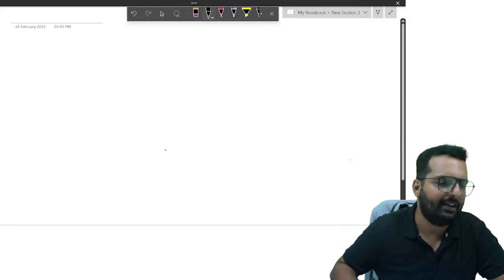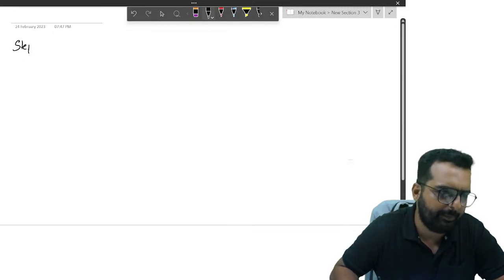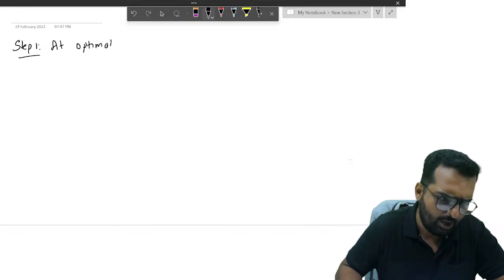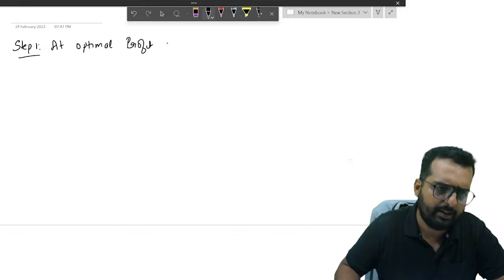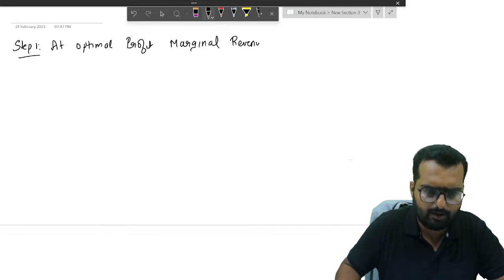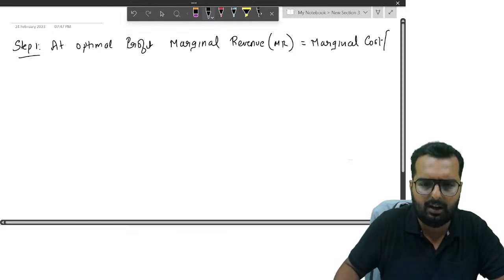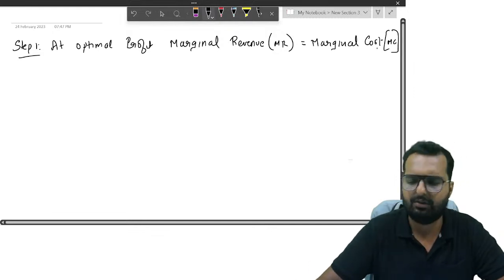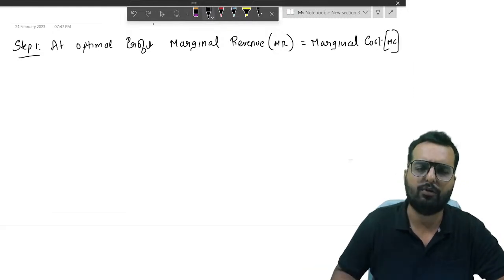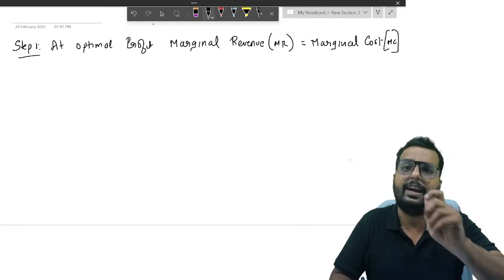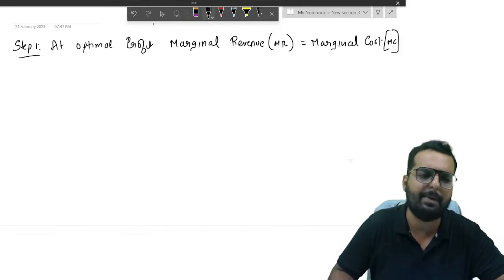Ideally, we can find out this answer using another methodology where I write down step number 1 at optimal profit, marginal revenue, also called as MR, will be equal to marginal cost. Why we say that is because extra revenue, if that is equal to extra cost, then at that point of time your overall profit should be maximum.